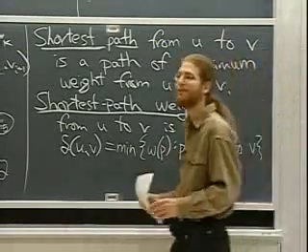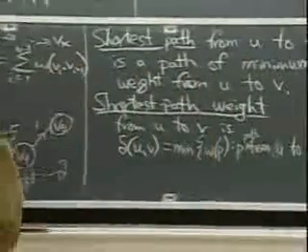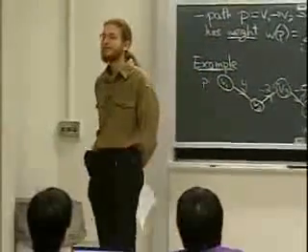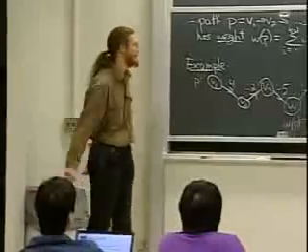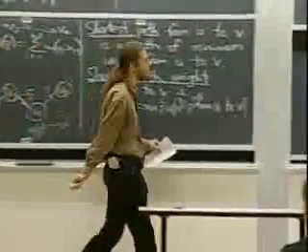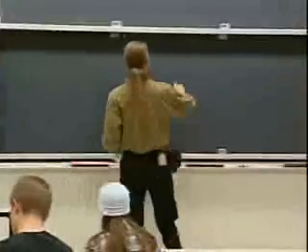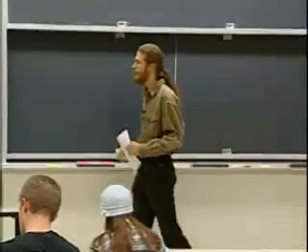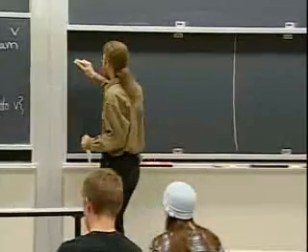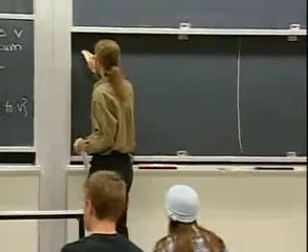Question: if you're allowed to have negative edge weights, then doesn't that mean that there may be no minimum weight? Good. My next question was going to be, when do shortest paths not exist? And you've hit upon one version, which is when you have negative edge weights.